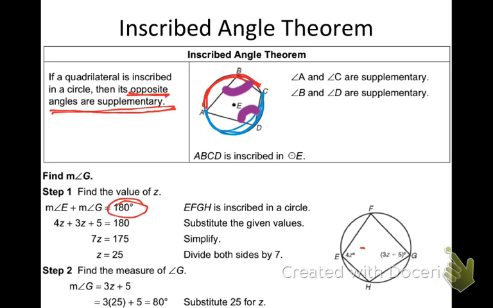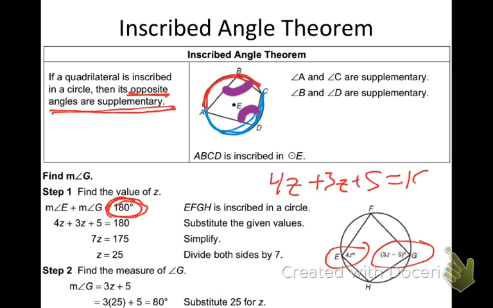So for example, angle E and angle G, down at the bottom there. Would I want to set those equal to each other? No, wait, not H. I want to set them equal to what? 180. So I would do 4z plus 3z plus 5 equals 180. And then you can solve. Okay, notice the difference there.